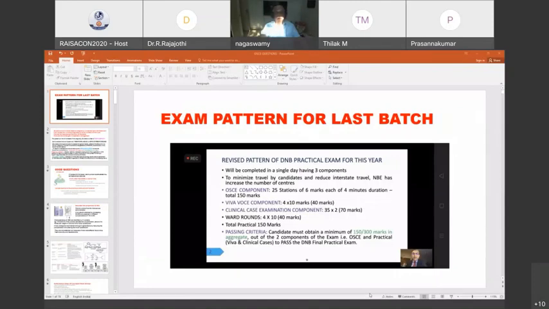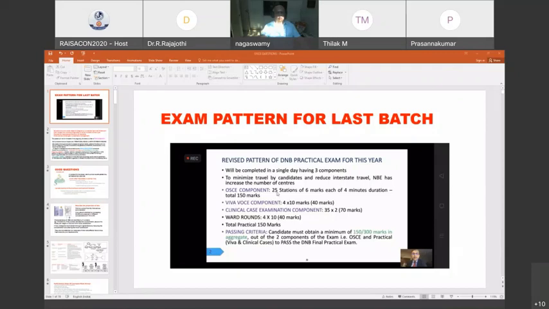So this was the pattern that was kept for the last 2-3 batches during COVID time. The previous pattern for the DNB practical exam for this year, that is last year, was to be completed in a single day having 3 components. To minimize travel by candidates and reduce interstate travel, the National Board of Examinations has increased the number of centers. So most of the students luckily had centers in their own cities without the need for traveling.